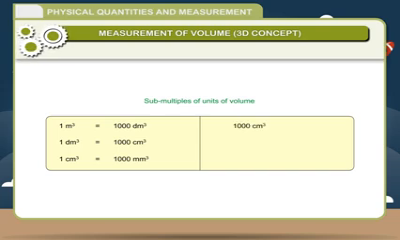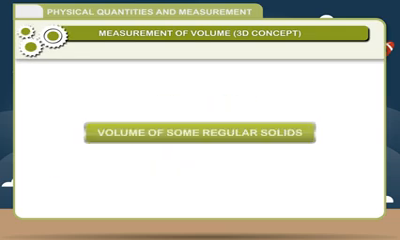1000 cubic centimeter is equal to 1 liter. 1 cubic centimeter is equal to 1 milliliter. 1 cubic meter is equal to 1000 liter.